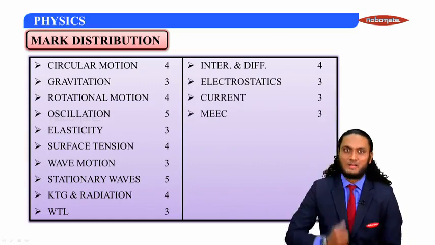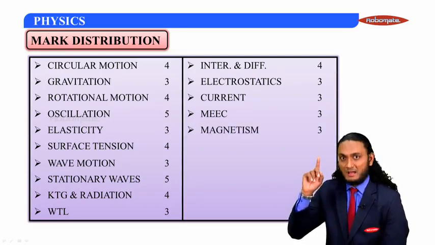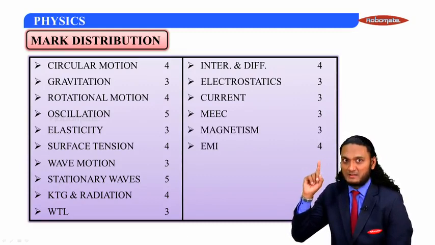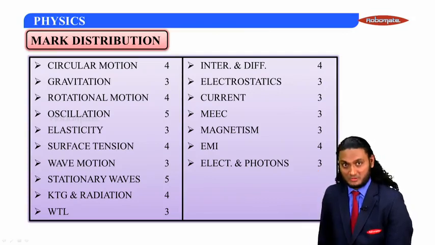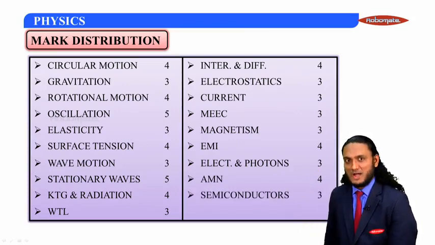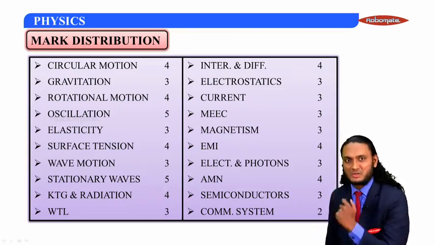Then we have MEEC, that is magnetic effect of electric current, for 3 marks. Then we have magnetism for 3 marks. Then you move on to EMI, electromagnetic induction, for 4 marks. Then you have the chapter electrons and photons for 3 marks. Then you have the chapter AMN, atoms, molecules and nuclei, for 4 marks. Then you have semiconductors for 3. And then at last communication system for 2. These are the mark distribution.